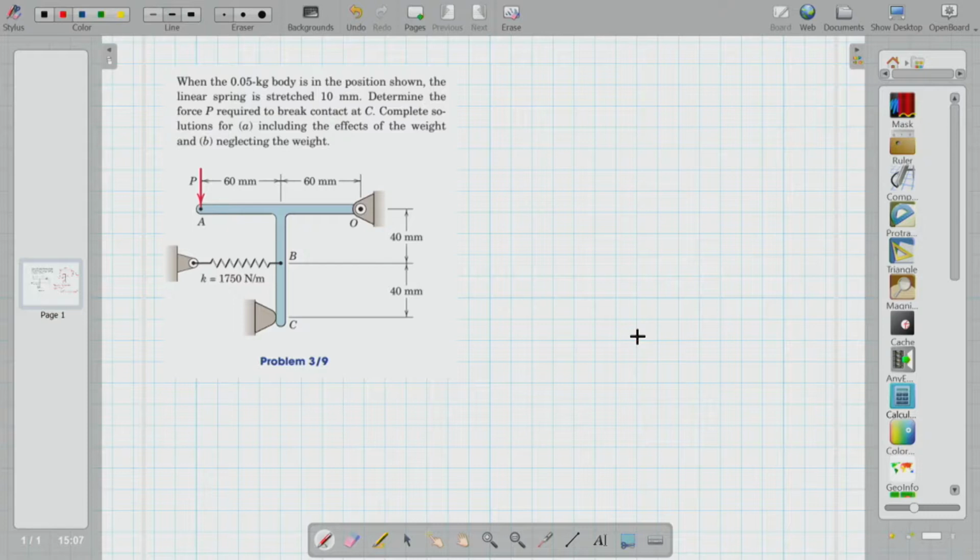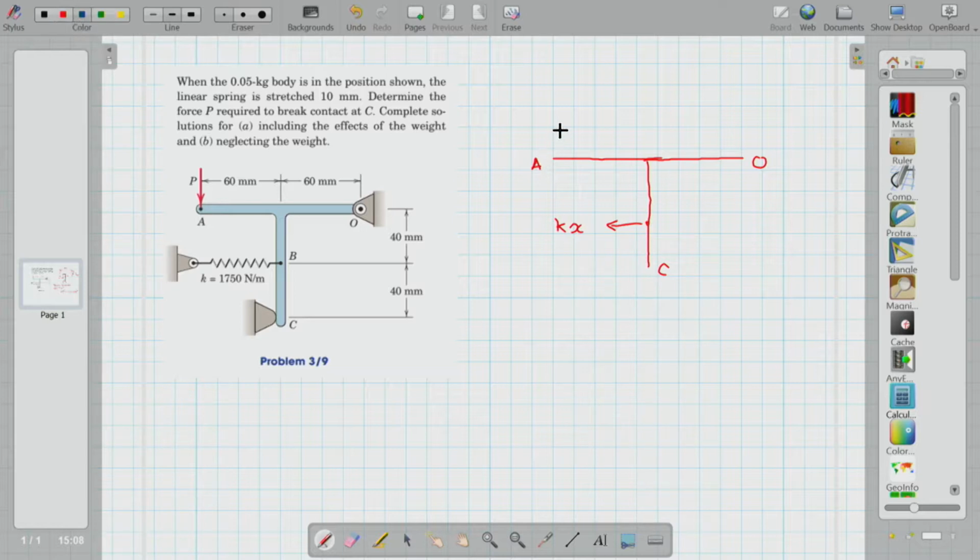This is the question, and the dimensions are given. So we will start solving this problem by constructing the free body diagram. Let us say this is O, this is A, and this is C. At B, there is a spring force Kx which is acting, which is pulling it back.